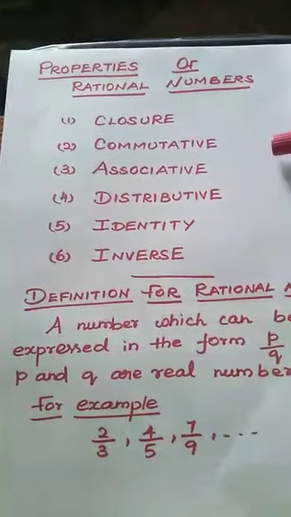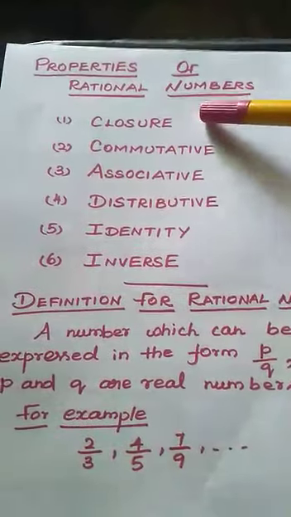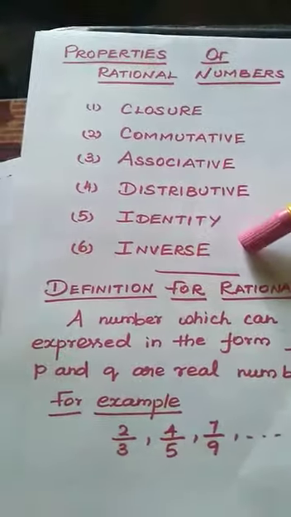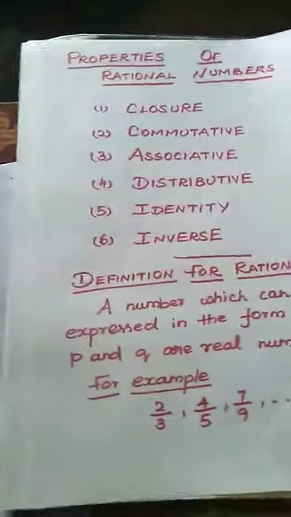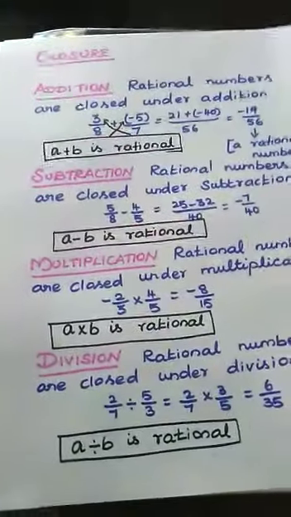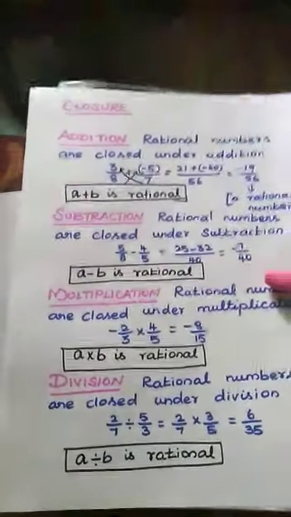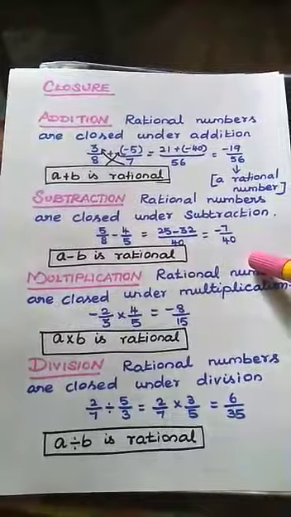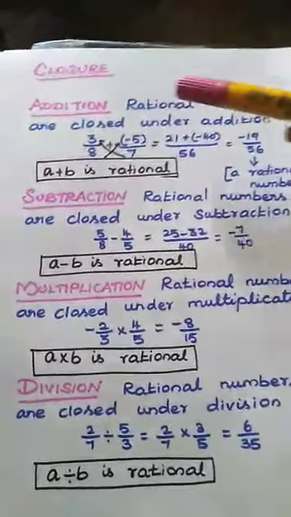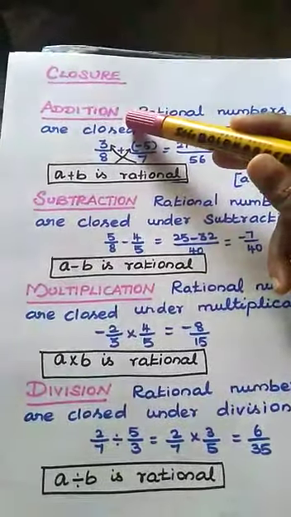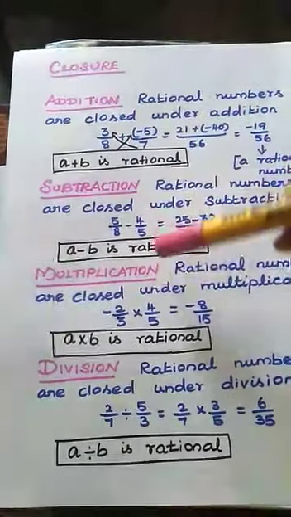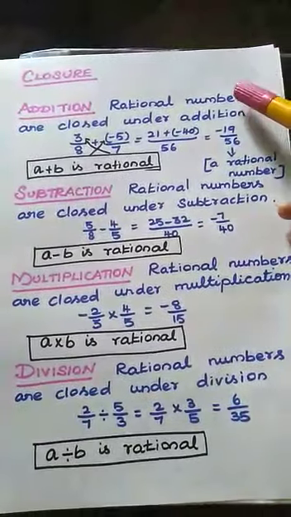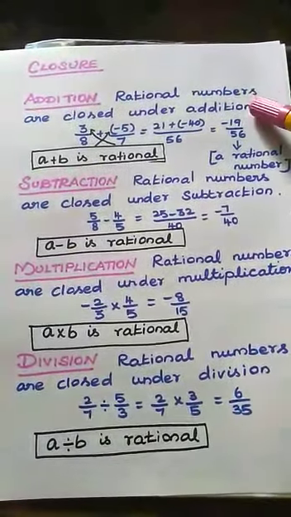Properties of rational numbers. What are the properties? Closure, commutative, associative, distributive, identity, and finally inverse. First I am going to explain the closure property. Let us revisit the closure property for all the operations on rational numbers in brief. The first operation is addition, the second is subtraction, the third is multiplication, and finally division. Closure property: rational numbers are closed under addition.